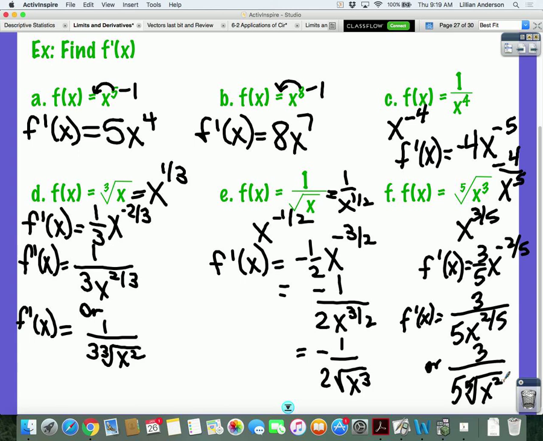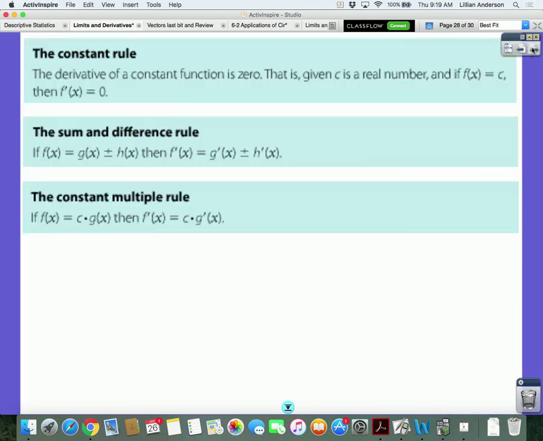Well, the power rule is used in conjunction with these other rules as well. They're called the constant rule, the sum and difference rule, and the constant multiple rule, which you guys kind of already deduced a little bit when we were trying to figure out the pattern. But anytime you take the derivative of a constant, it's always going to equal 0. That's why the 2 went away. That's why the negative 1 went away. That's why all those constants went away when we did the derivative.